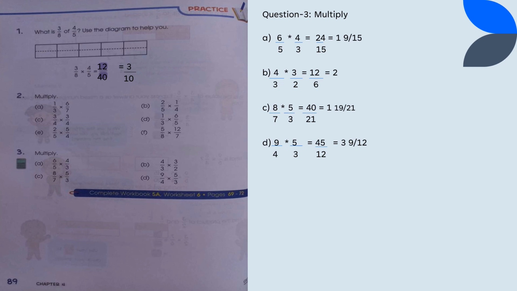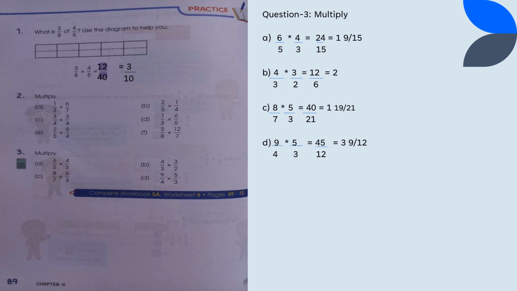Now in part B, we have 4 divided by 3 multiplied by 3 divided by 2, and this is equal to 4 multiplied by 3 is 12 in the numerator, and 3 multiplied by 2 in the denominator. And if we cancel out this fraction, we have 2, because 6 into 1 is 6 and 6 into 2 is 12. So this converts into a simple number.